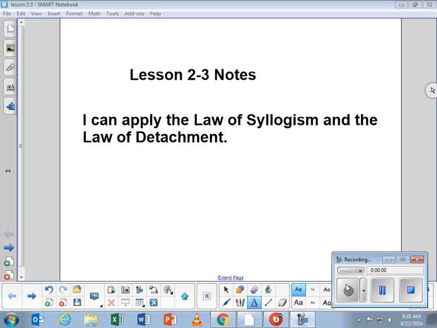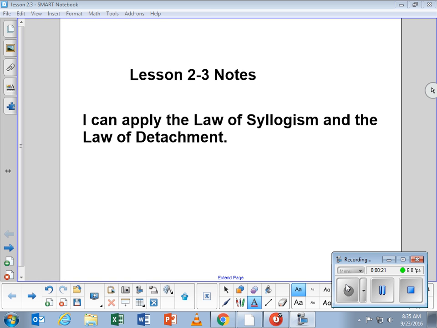Talk about two new laws. Yeah. Law of syllogism and the law of detachment. The law of syllogism and the law of detachment. I'm not sure where the names come from. Okay? It doesn't much matter to us. We just want to understand what these laws are about.